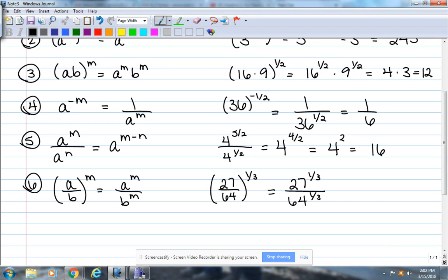Now, raising to a 1/3 power is the same thing as doing what? Taking a cube root, right? Do we know what the cube root of 27 is, or can we find it on our blue sheet? It's 3. And what's the cube root of 64? It's 4. So 3/4 is that simplified answer.